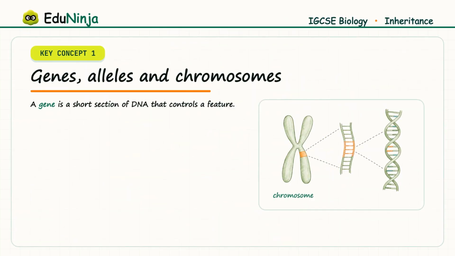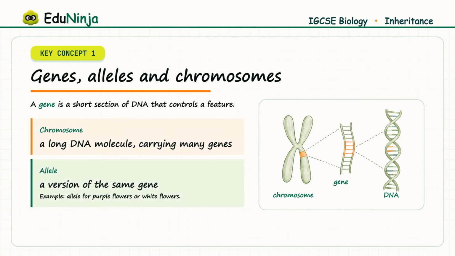Let us start with the language. A chromosome is a long, coiled molecule of DNA. A gene is a section of DNA that codes for a particular characteristic, such as eye color. An allele is a version of a gene, so the order is chromosome, then DNA, then gene, then allele. In an exam, do not use these words as if they mean the same thing. A chromosome carries many genes, while alleles are alternative versions of one gene.